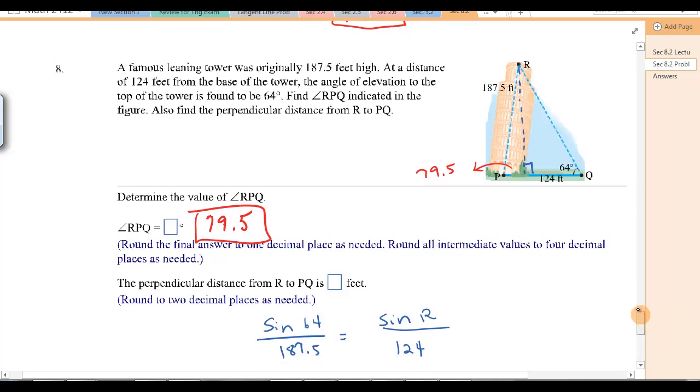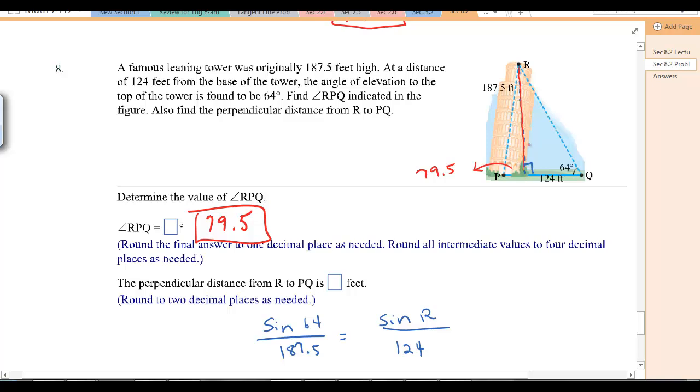The last question has to do with the Leaning Tower of Pisa. It was originally 187.5 feet high. At a distance of 124 feet from the base of the tower, the angle of elevation to the top is found to be 64 degrees. Find angle RPQ, and also find the perpendicular distance from R to PQ. So they want to know this angle, and they want to know this line right here. It's not in the picture, but that's what we're asked to find.